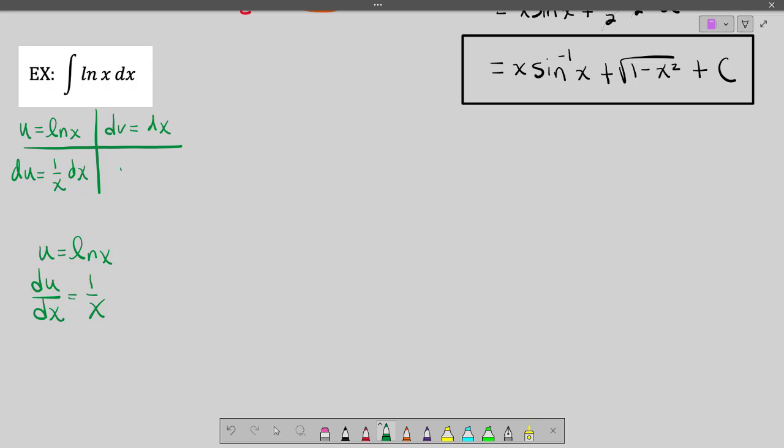And integrating here, we'll get v equals x. And then u times v, main diagonal. So we'll have x ln x minus the integral of v du. v du is the bottom row. So that's going to be x times 1 over x, which is just 1, multiplied by dx. So we have that. And the integral of a differential is just x. And then we have our constant of integration.